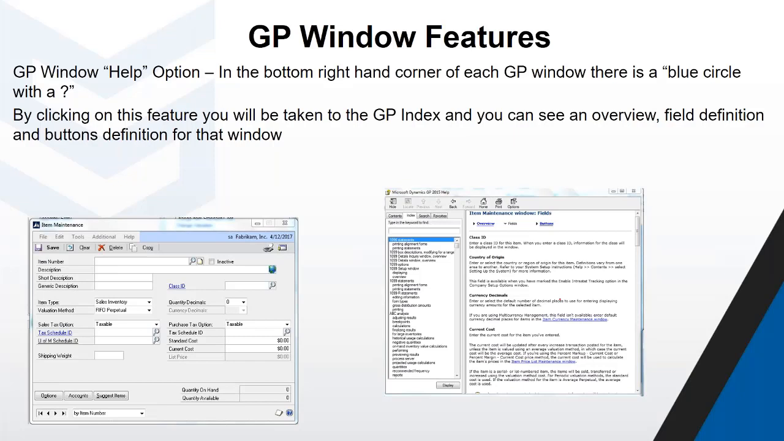At the top, so now I'm on my screenshot on the right, there's three options. There's overview, there's fields, and there's buttons.